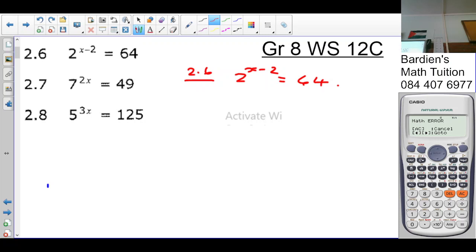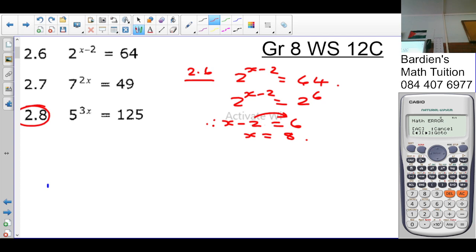Yes. Absolutely. So 2 to the x minus 2 is equal to 64? It's 2 to the 6. Therefore, x minus 2 equals 6. Now you take the 2 over. x equals 6 plus 2, which is 8. Let's look at 2.8. What are we going to do here?